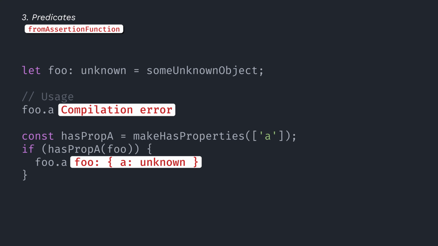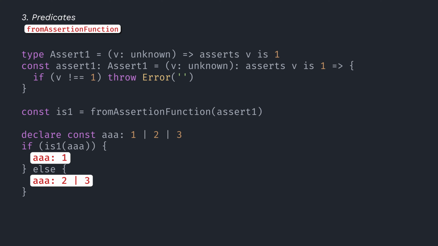And finally, just like in the assertions module, we have make has properties and from assertion function. Make has properties takes an array of properties and returns a predicate function that checks if a value has those properties. And from assertion function takes an assertion function and returns a predicate function.